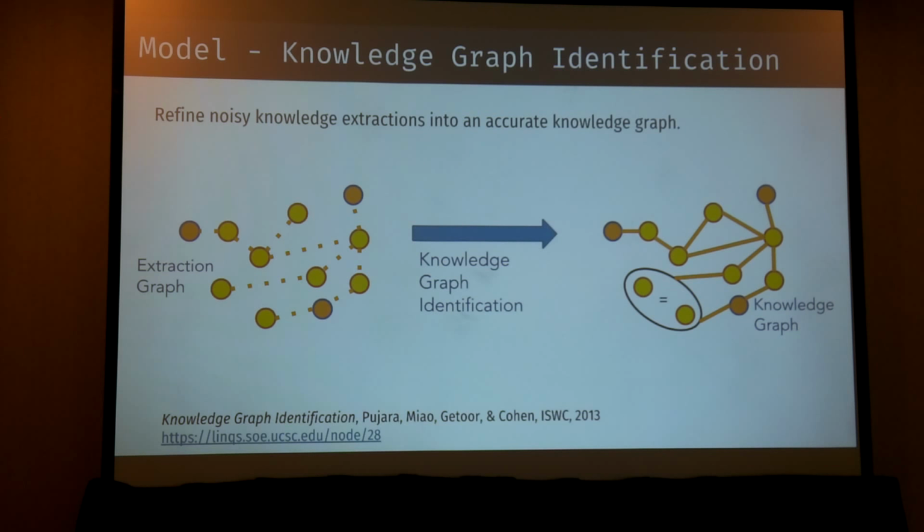So Jay Pujara, he ran AKBC at NIPS last year. He did a lot of work on knowledge graph inference in PSL. So this is about taking a knowledge graph, usually a noisy knowledge graph or noisy pieces of knowledge information, and from those small noisy pieces of information, constructing a full knowledge graph.